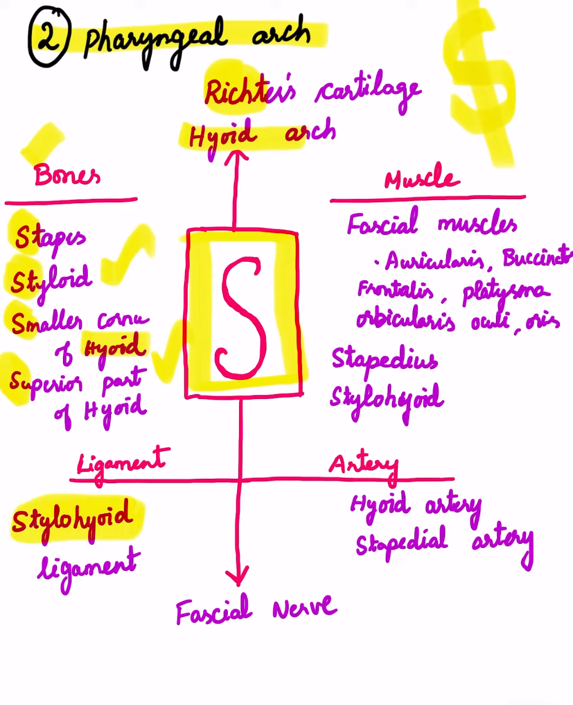And the nerve: the facial nerve is the derivative of the second pharyngeal arch. And as the hyoid bone is derived from the second pharyngeal arch, it also has the artery, the hyoid artery. And as the stapes bone is derived from the second pharyngeal arch, it also has the stapedial artery. And the muscles: the second pharyngeal arch derivatives have the facial nerve.